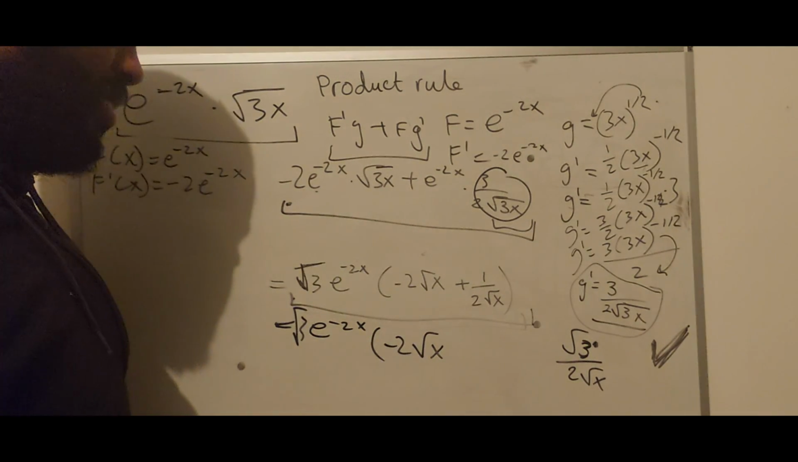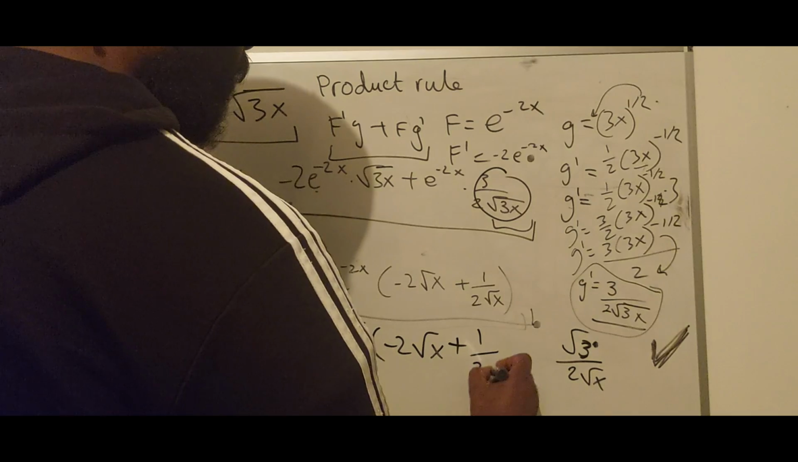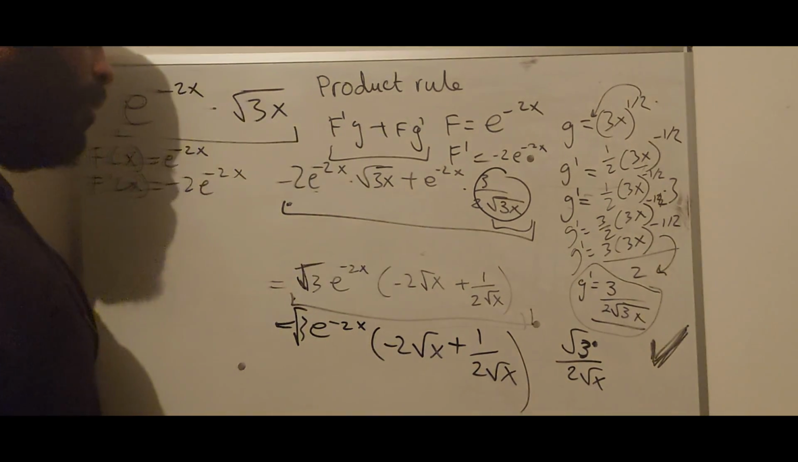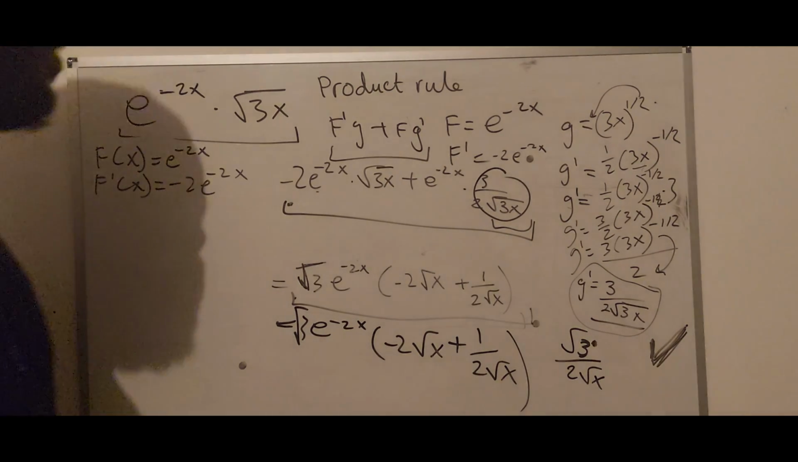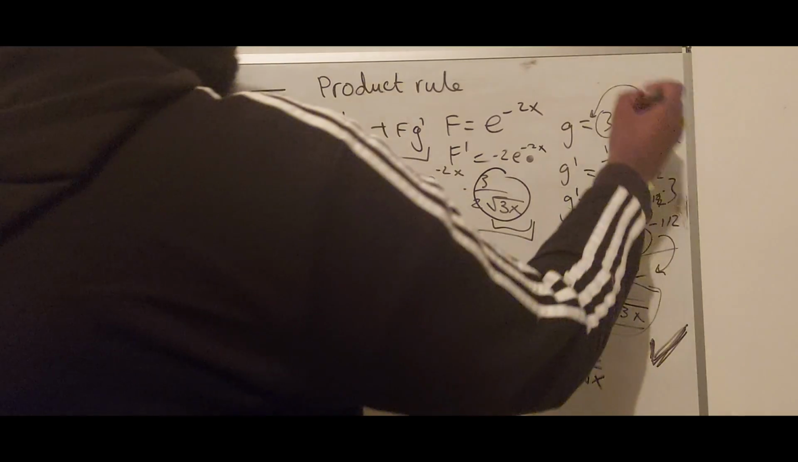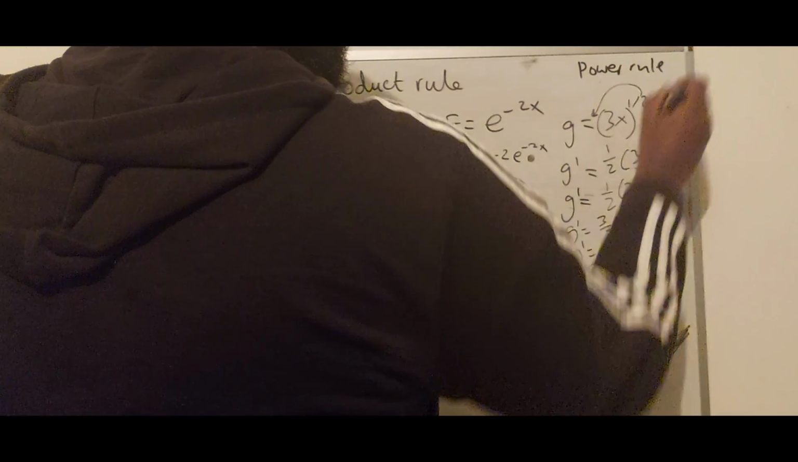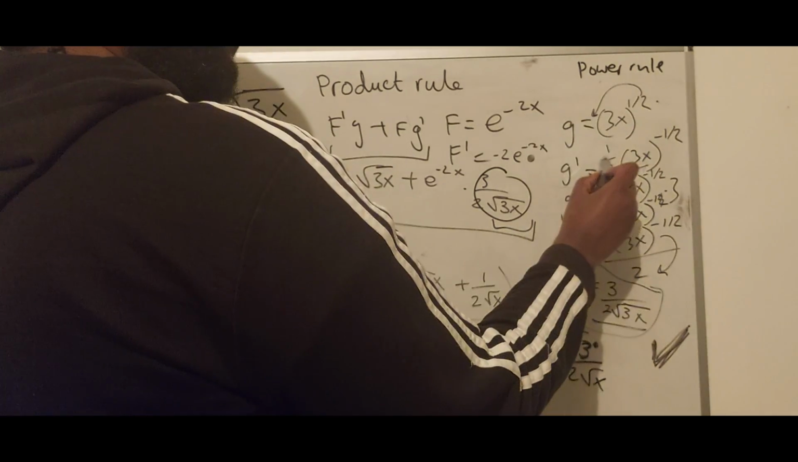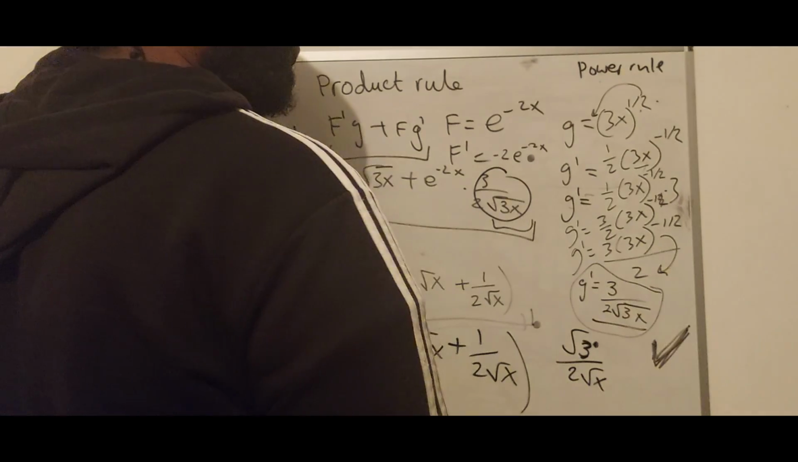It took me a while to figure this out. I was trying to find many examples on the internet. But yeah, this is the answer, guys. I hope you guys understand it. This is the power rule. What happens here is you bring the power to the front. That becomes a half times 3x to the power minus half, because half minus 1 is minus a half.